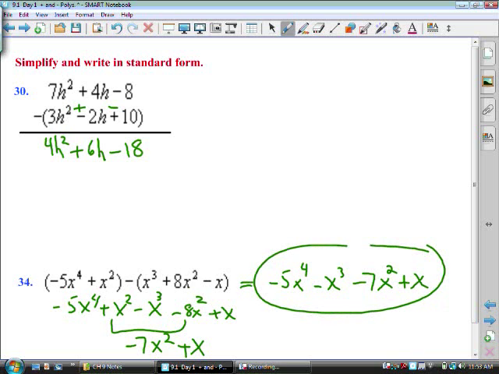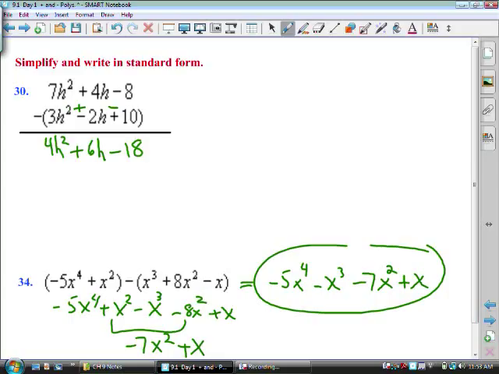Okay, so there's your final answer. I distributed the negative, and I combined the like terms in x squared. 1x squared minus 8x squared is a negative 7x squared. Hope I did that right. I didn't leave anything out there. And that's what you should have gotten.